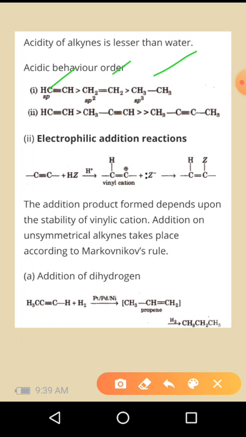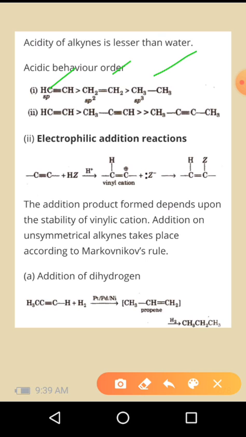Next one is electrophilic addition reactions. Alkynes contain a triple bond, so they add two molecules of dihydrogen, halogens, hydrogen halides, etc. The addition product formed depends upon the stability of vinylic cations. The addition on unsymmetrical alkynes takes place according to Markovnikov's rule.